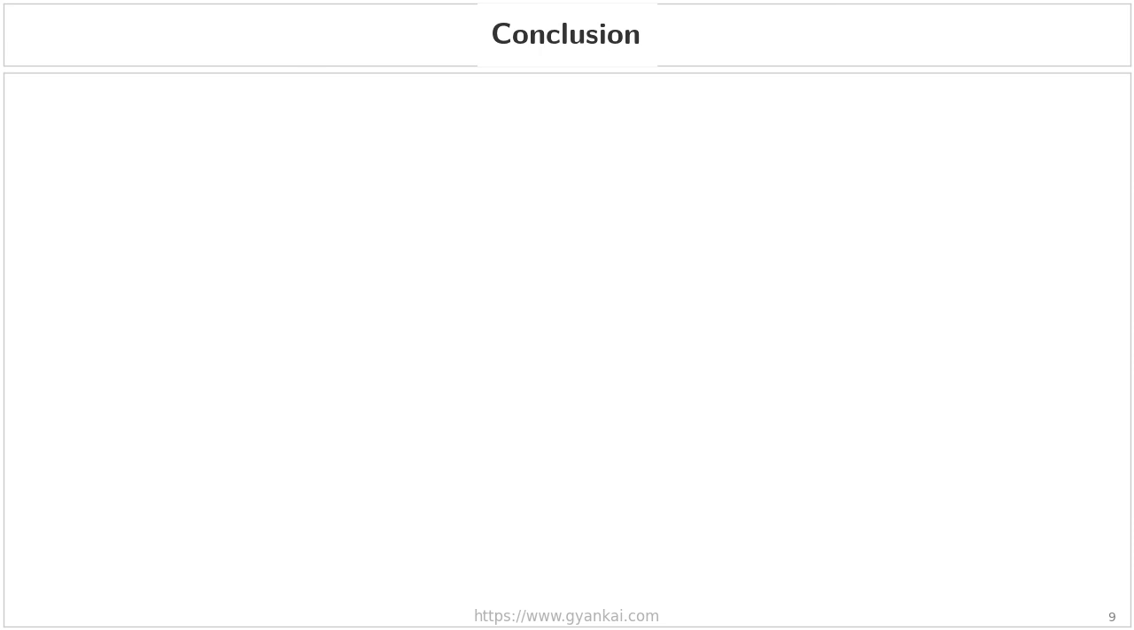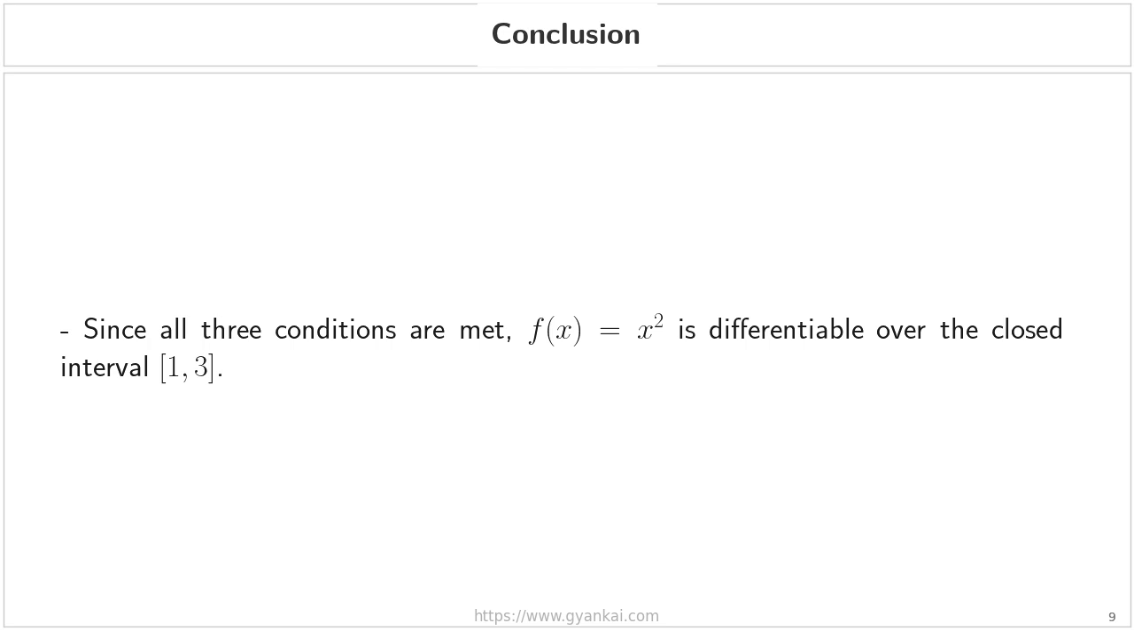Conclusion. Now that we have completed our 3-step verification process, we can reach a final conclusion for this example. Since we have successfully met all 3 conditions, namely, the differentiability on the open interval, the existence of the right-hand derivative at the left endpoint, and the existence of the left-hand derivative at the right endpoint, we can confidently state that the function f of x equals x squared is differentiable over the closed interval from 1 to 3.